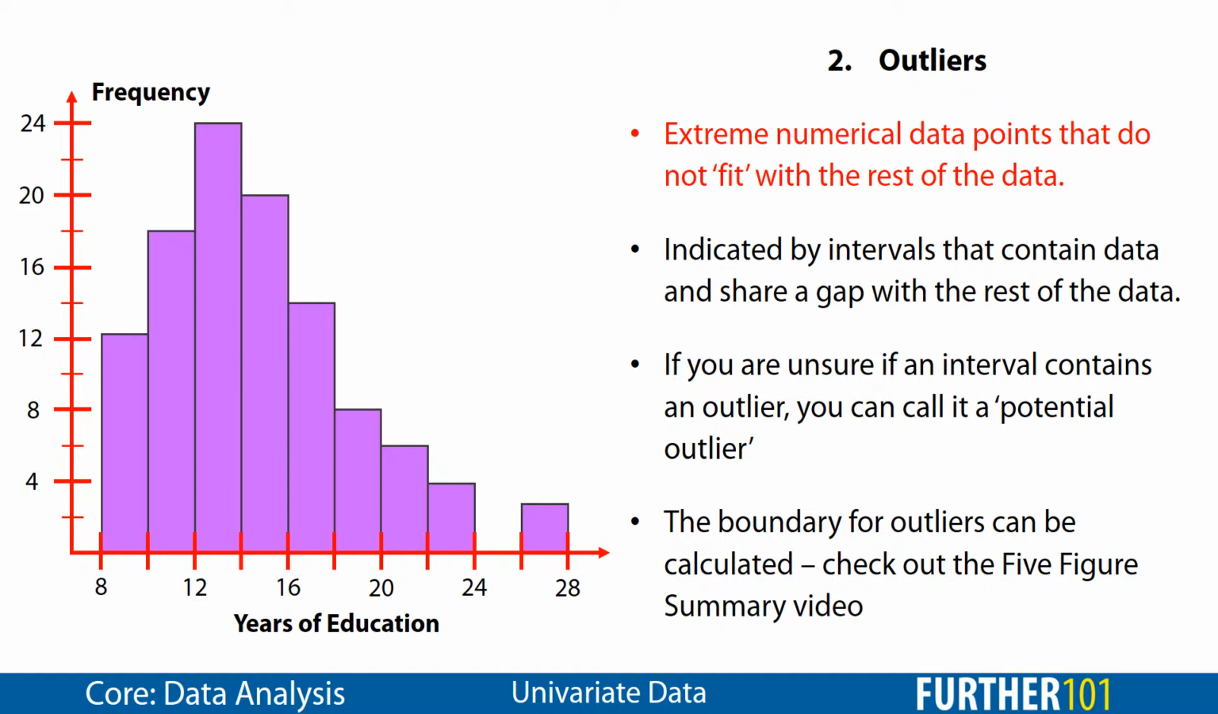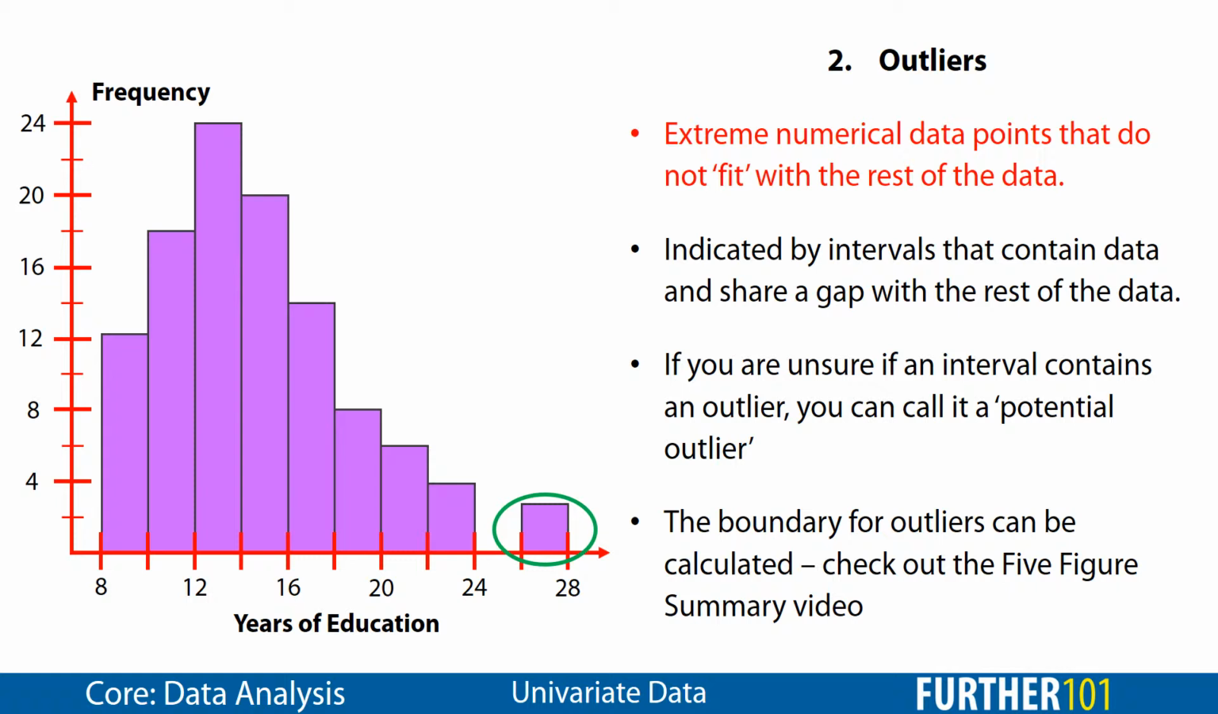The second notable characteristic of histograms are outliers, which is related to shape. These refer to intervals that have some data values in them, but are located some distance away from the rest of the data points. They are easy to spot as there is at least one empty interval between the outlier interval and the rest of the histogram. Here, our potential outlier falls within the 26 to 28 years of education interval.